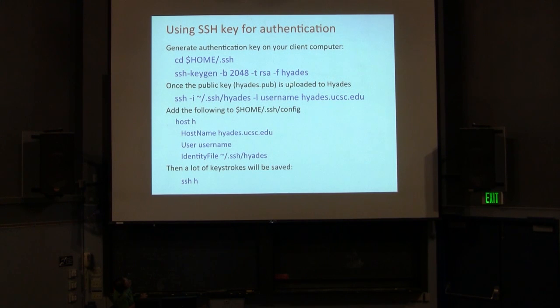If you run this command, it will generate two files. One is Hyades, which is the private key. You really want to keep this safe. You do not want to share this private key with anybody else. The other one is the public key, called Hyades.pub. You should send me this one as an email attachment. Once I upload it for you, then instead of using a password, you can use this key to authenticate into Hyades or Eudora.